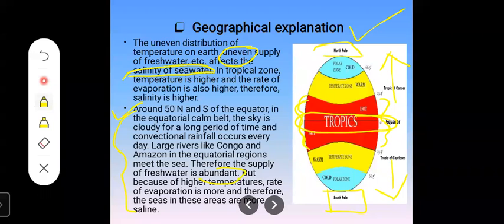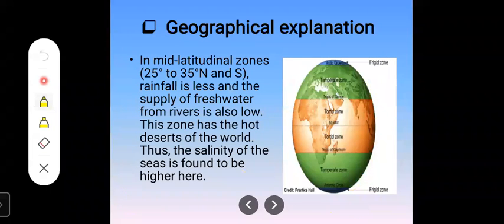Next, now see here, in the mid latitudinal zone, 20° to 35° north and south, rainfall is less and the supply of fresh water from rivers is also low. This zone has the hot deserts of the world. Thus, the salinity of the seas is found to be higher here.